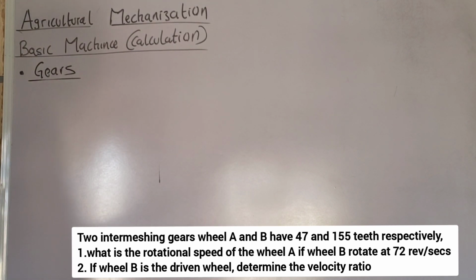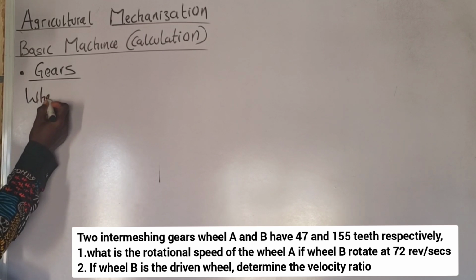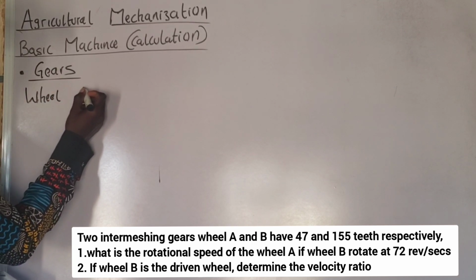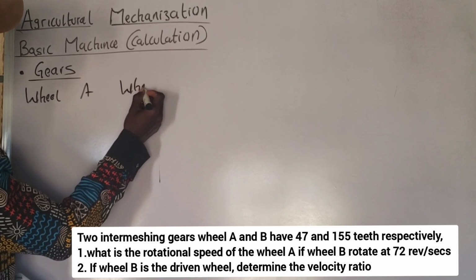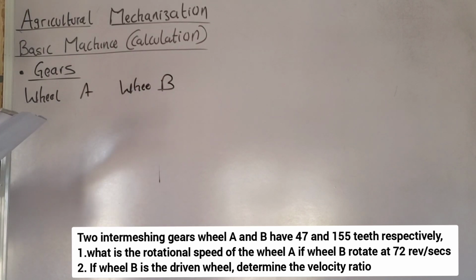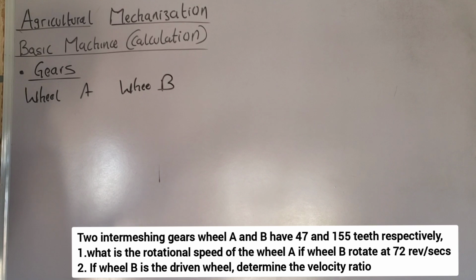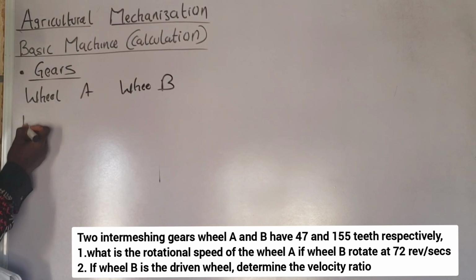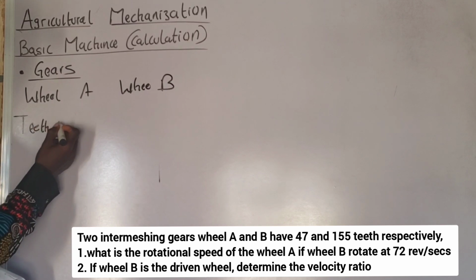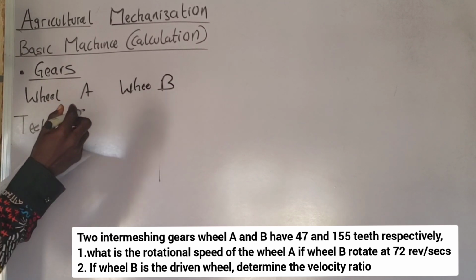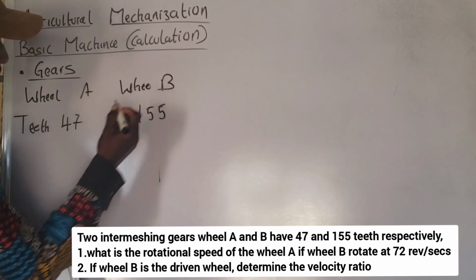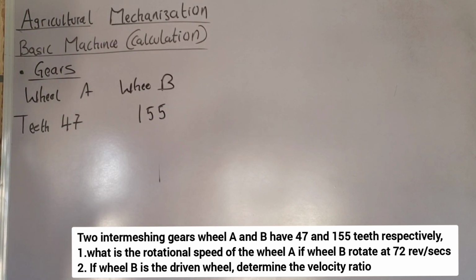We are given that we have two intermesh gears, wheel A and wheel B. These gears have 47 and 155 teeth respectively. That means that wheel A has 47 teeth and wheel B has 155. Now, we are asked the rotational speed of wheel A.